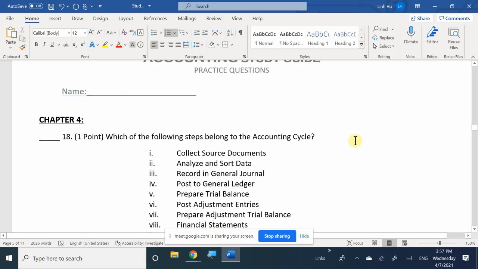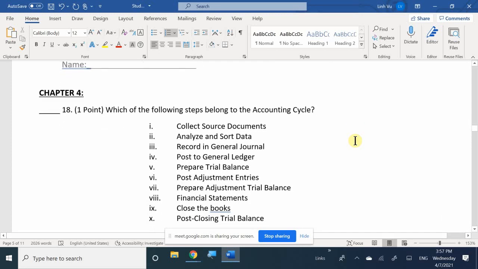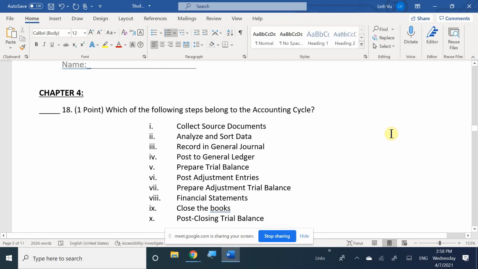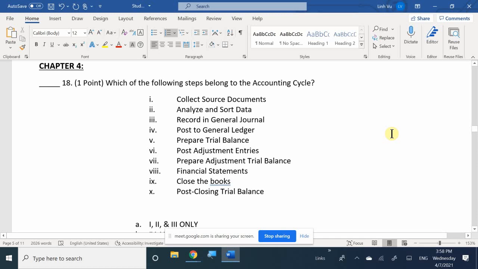Okay. So the question is, which steps belong to the accounting cycle? If you pull up chapter 4, I list out all 10 steps, correct? So let's compare. First one, collecting your source documents. Yes, that's for sure a step.